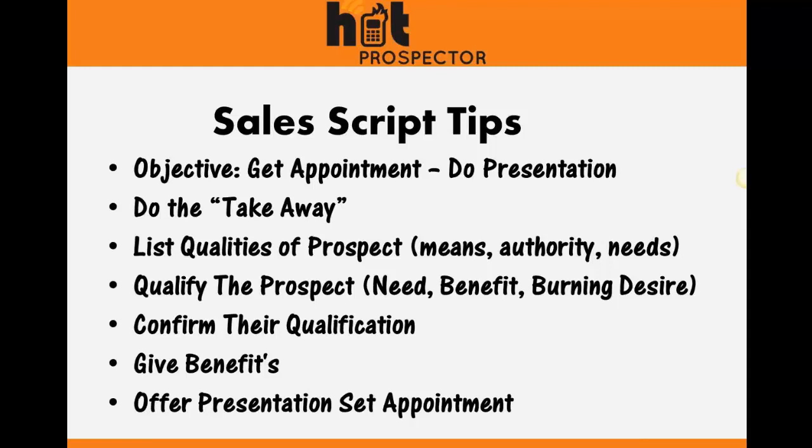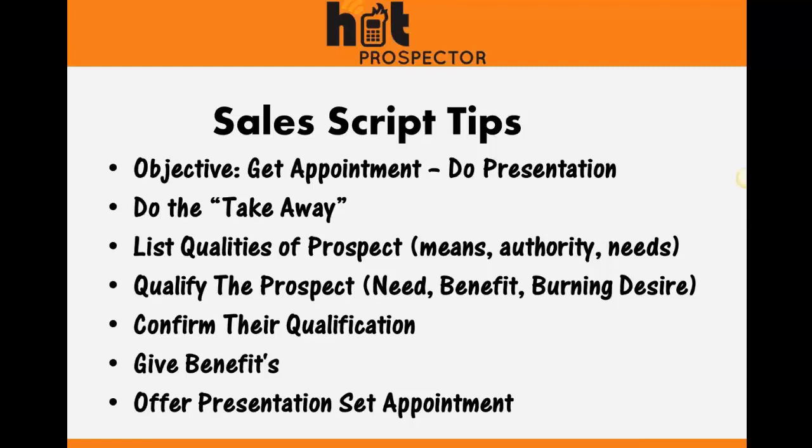Okay? Next thing is list the qualities of the prospect. What are the things that you need to consider in order for them to be a prospect? These are things that you need to do, obviously, ahead of time. So list the qualities of a prospect. Do they have the means to pay? Do they have the authority to buy? Do they have a need for what you offer? Those are the qualities of a prospect. Do they have the means? Do they have the authority? Do they have the needs?